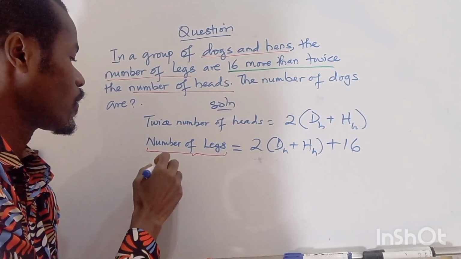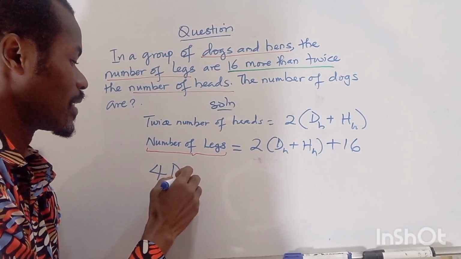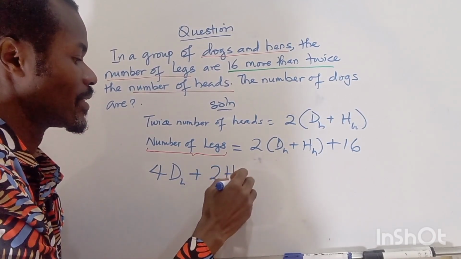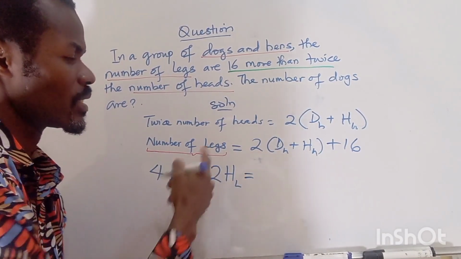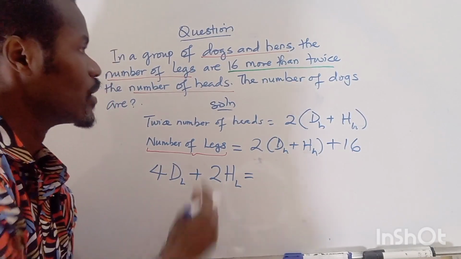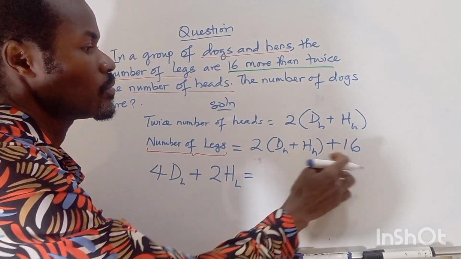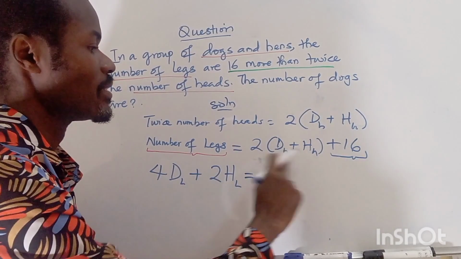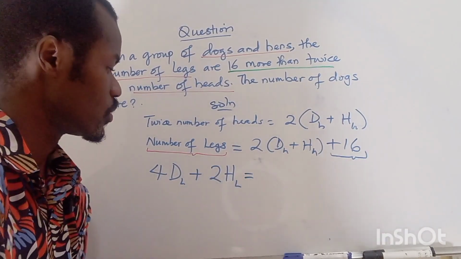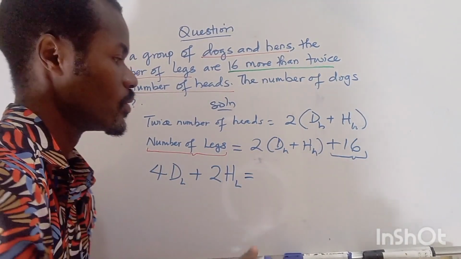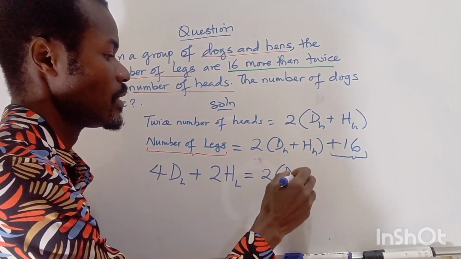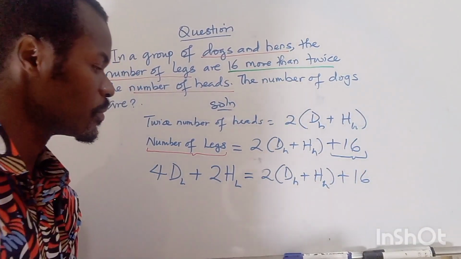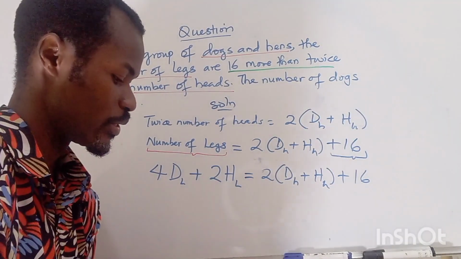For legs, we had 4 legs of dogs plus what? We have 2 legs of what? N. That was our number of what? Legs. So our number of legs is equal to what? 16 more than twice the number of heads. So all we need to do is say this is equal to this. So we have 4d plus 2h equals 2(d plus h) plus 16. Okay, so I have gotten this expression.